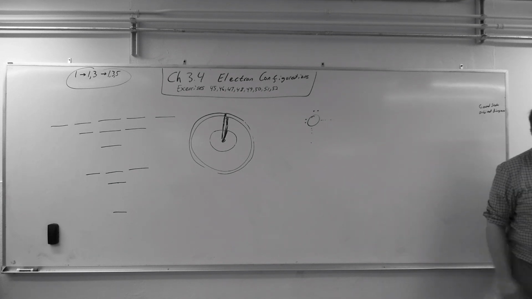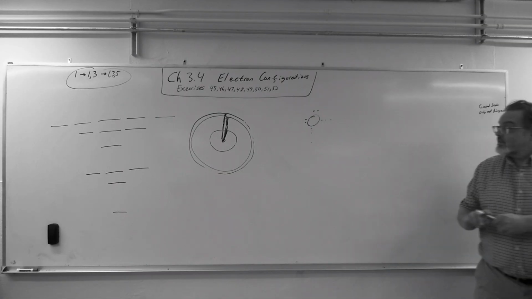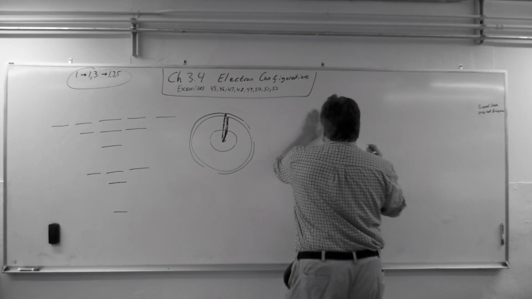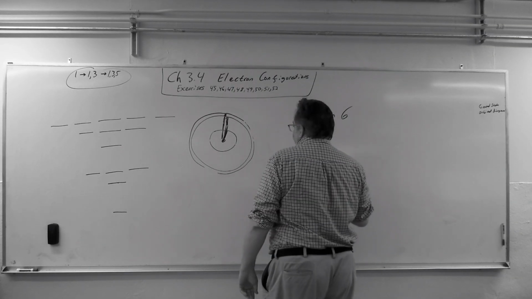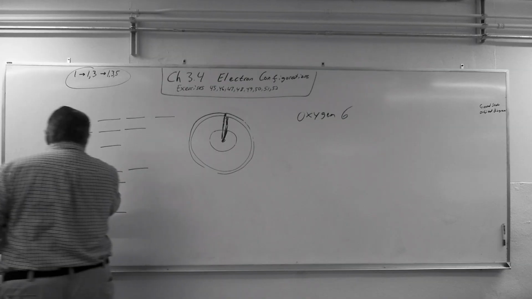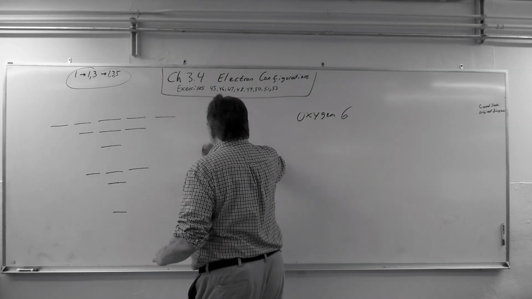Okay, how many valence electrons does oxygen have? It has 6. So we'll do oxygen, 6. Okay. If you will do this, oh, I better do something else first.